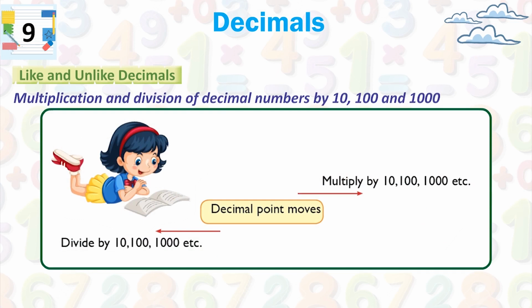Divide by 10, 100, 1000, etc. Decimal point moves left. Multiply by 10, 100, 1000, etc. Decimal point moves right.